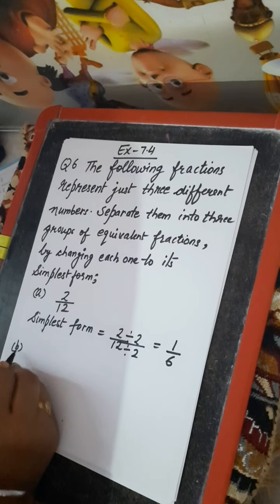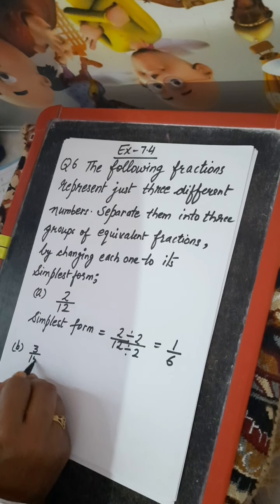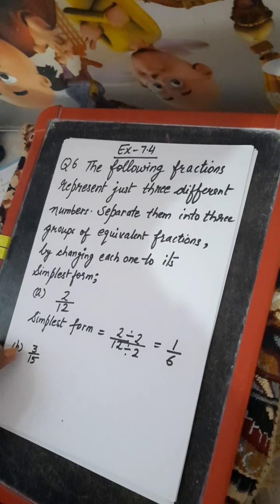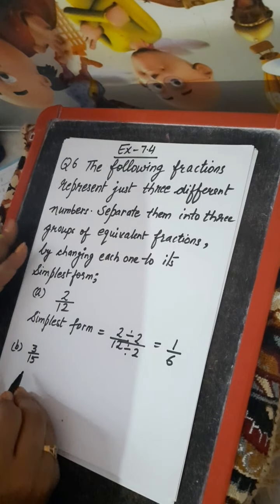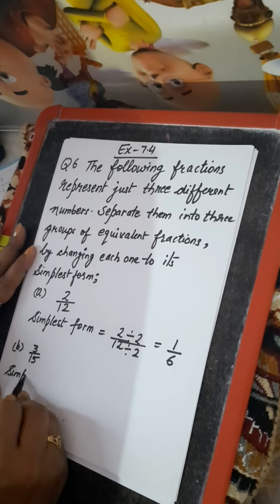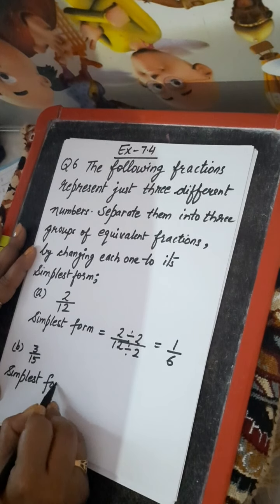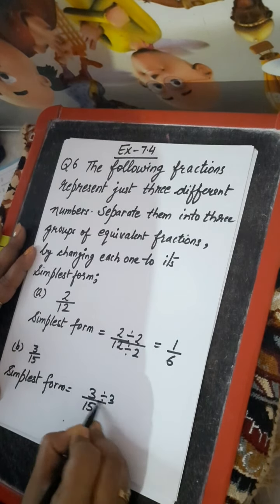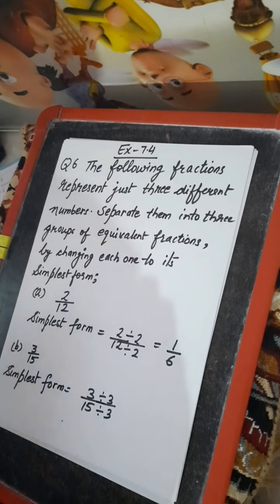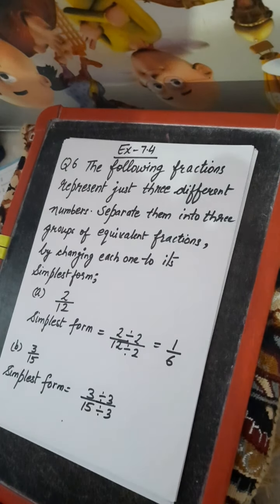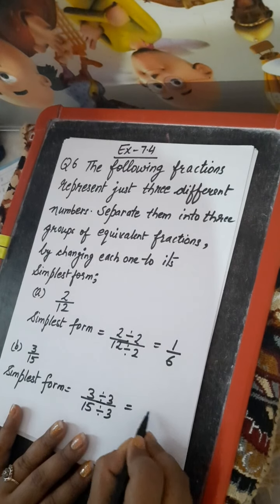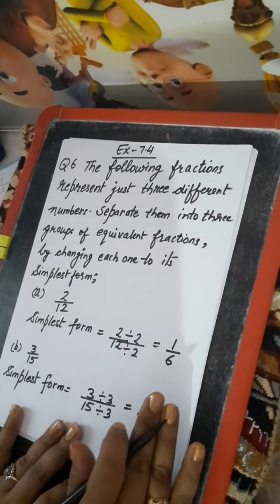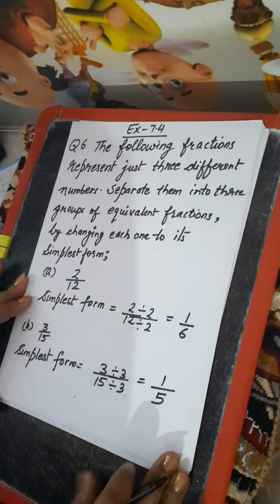Now next I have B part, 3 upon 15. Both are divisible by 3. So I will write simplest form: 3 upon 15 divided by 3 divided by 3. Both the numerator and denominator are divisible by 3. 3 divided by 3 is 1, 15 divided by 3 is 5. So my answer is 1 upon 5.